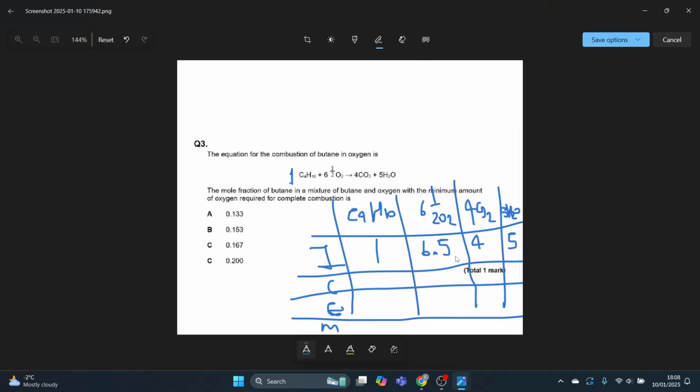The equation for the combustion of butane and oxygen is C4H10 plus 6.5O2 forming 4CO2 plus 5H2O. The mole fraction of butane in a mixture of butane and oxygen with the minimum amount of oxygen required for complete combustion is A 0.133, B 0.153, C 0.167, D 0.200. Well, there's already a mistake because there's 2 C's. That should be a D.